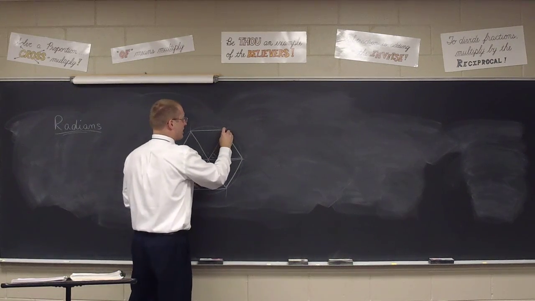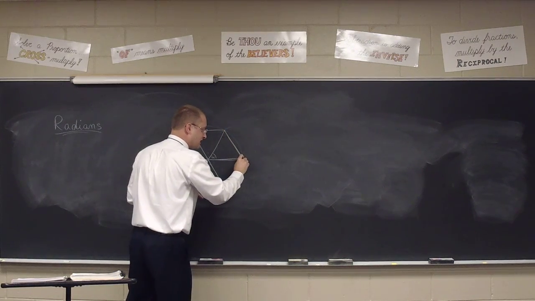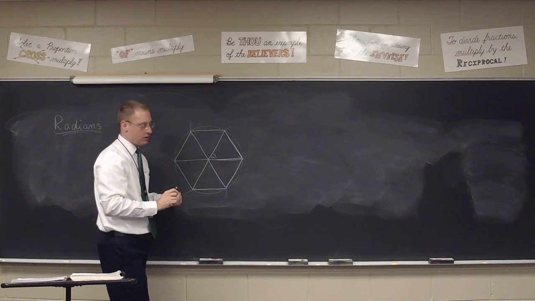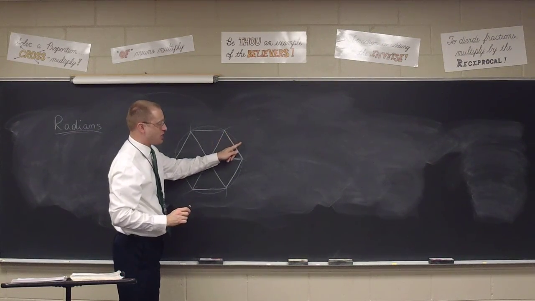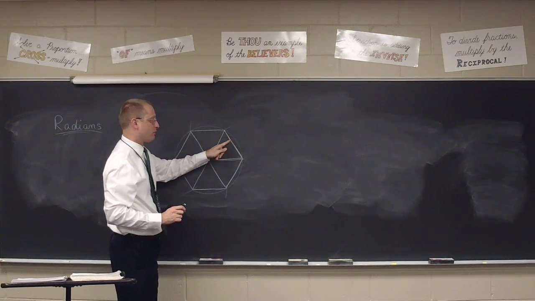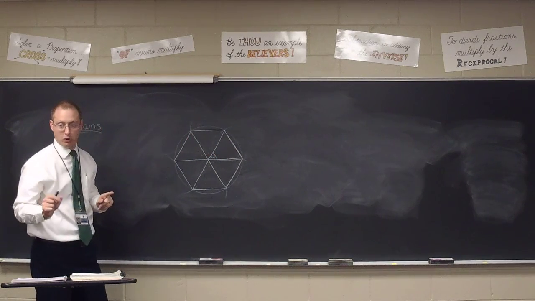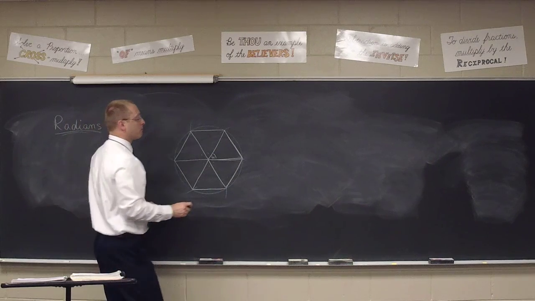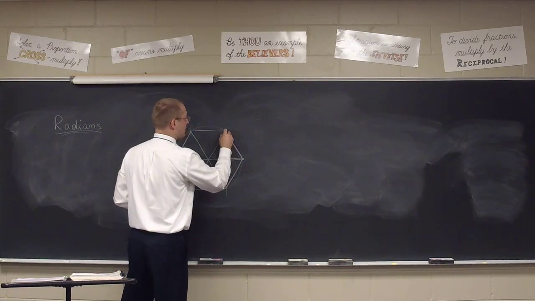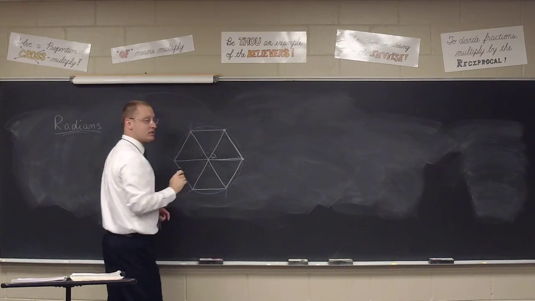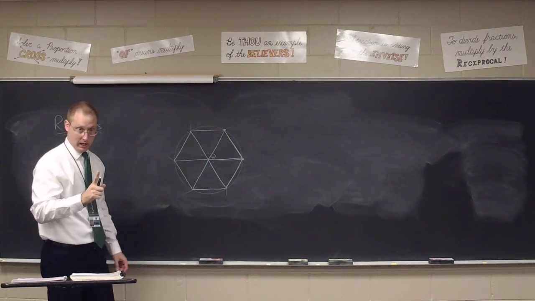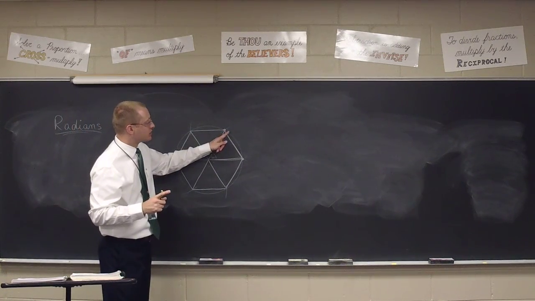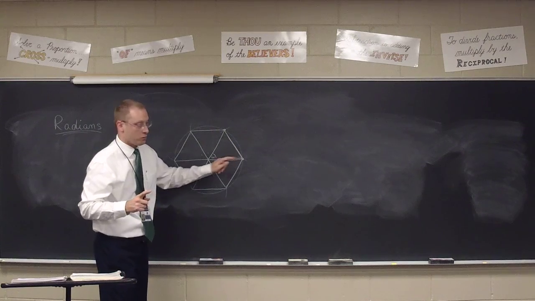Well, you understand that this chord is equal to the radius. How does the length of the arc compare to the length of the chord? They're not equal. Between 2 points, the shortest distance is always a straight line. So how does this length compare to this one?